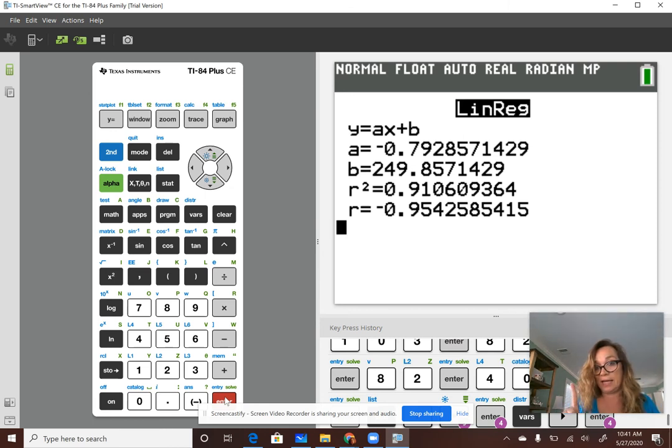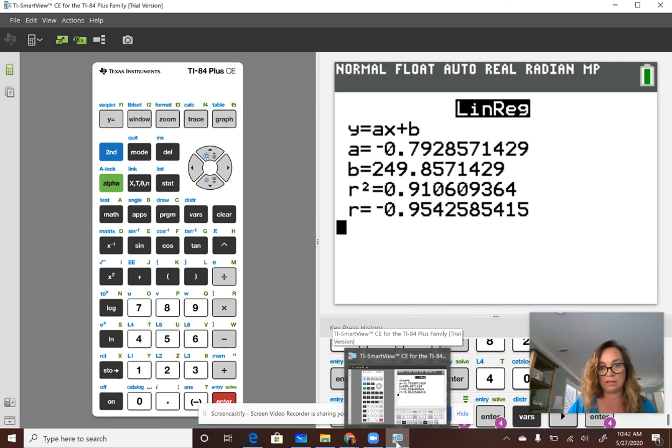Okay, so I have negative 0.79249, and my R is negative 0.95. Now, negative doesn't mean bad. Negative has to match: slope and R have to match. 0.95 is strong, really strong, like 95 cents, right? 95 cents is close to $1, right? Okay. So you would copy these and then round. Copy and then round.